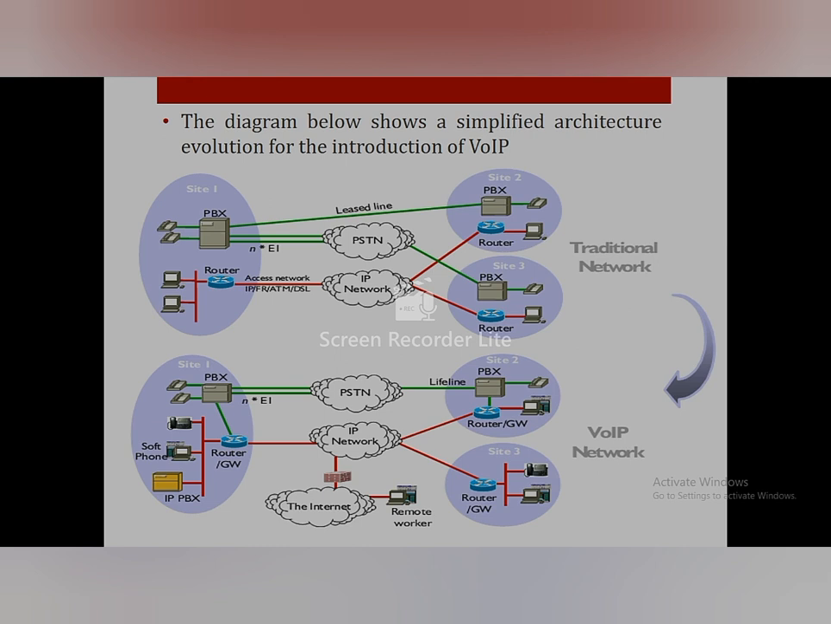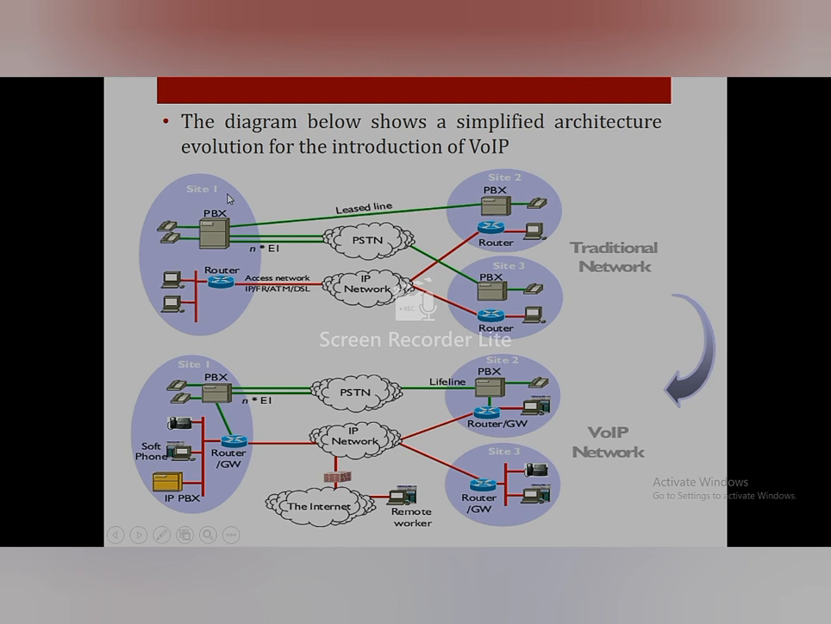Here there are two graphs. These two graphs present two parts. One is the traditional network and another is the VoIP network. In the traditional network, there is site 1, site 2 and site 3. That means connection 1, connection 2 and connection 3, or user 1, user 2 and user 3. There are 3 connections, 3 users or 3 sites. In each site there is a PBX, a private branch exchange, and there is a router. Under the PBX there are telephone lines, and under the routers there are internet or computer connections.